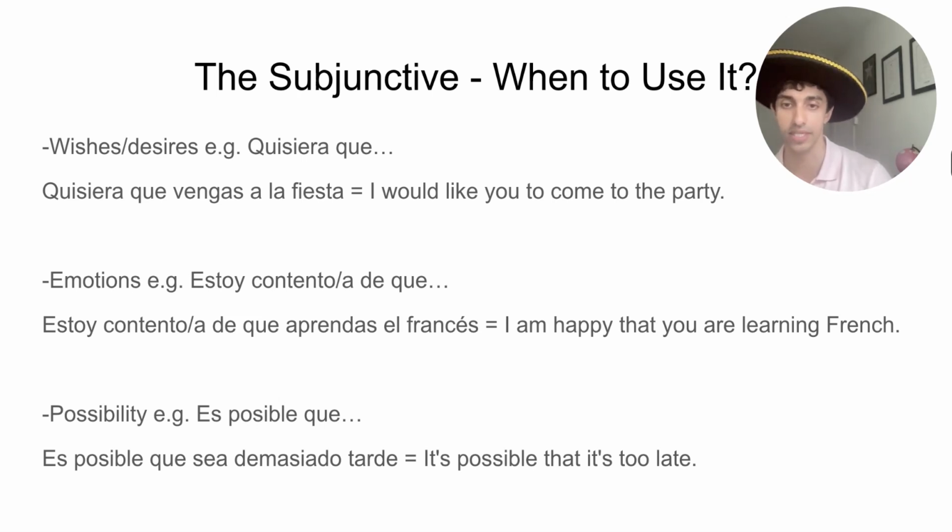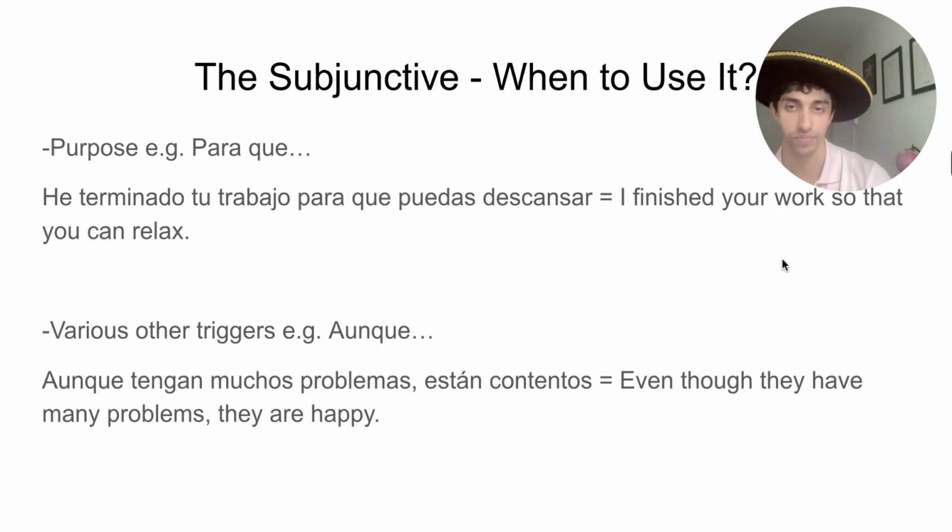And when expressing possibility, for example, with the phrase "es posible que," likewise, you have to use the subjunctive afterwards, not the indicative. So you'd say "es posible que sea demasiado tarde" instead of "es posible que es demasiado tarde." Sea is the present subjunctive of the verb ser, and this sentence means it's possible that it's too late. Because you're expressing a possibility, something that certainly is not very clear or definite, you have to use the subjunctive. Likewise with similar phrases like "es probable que," and so on, and many others too.